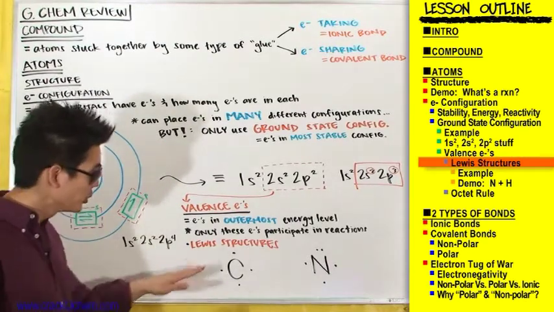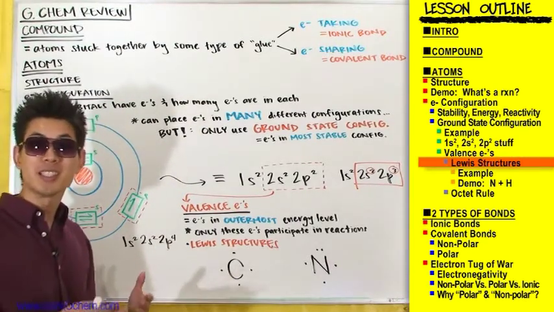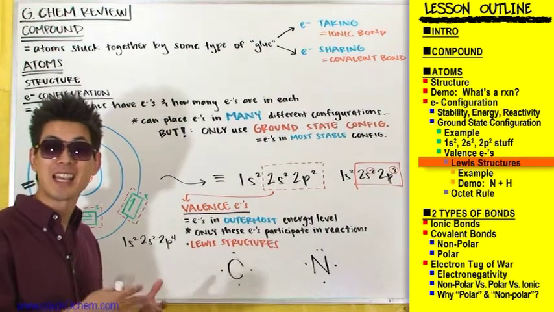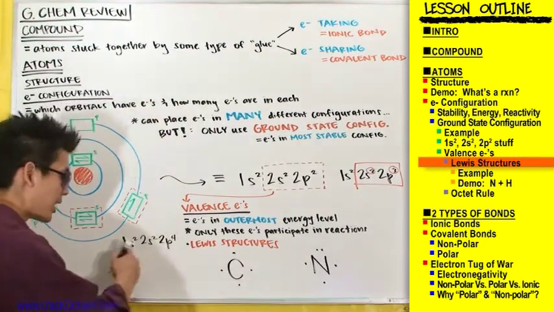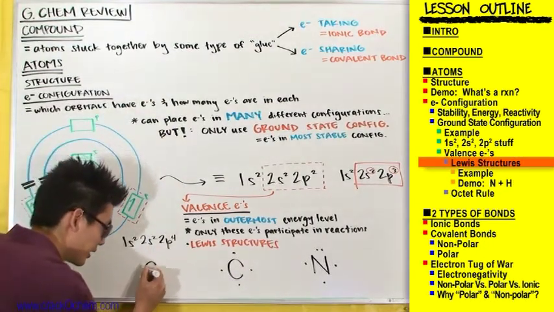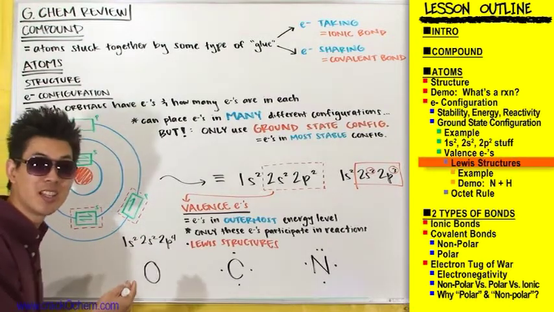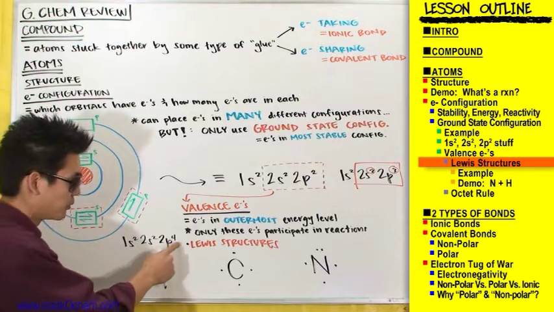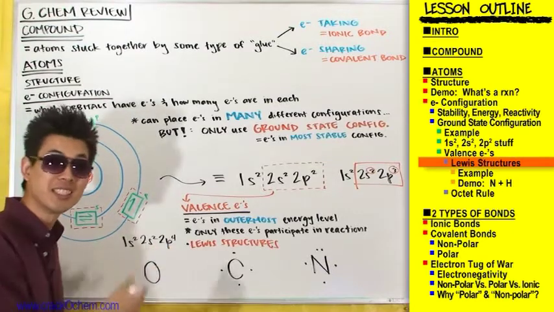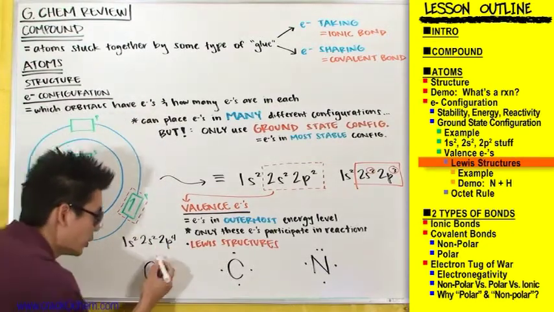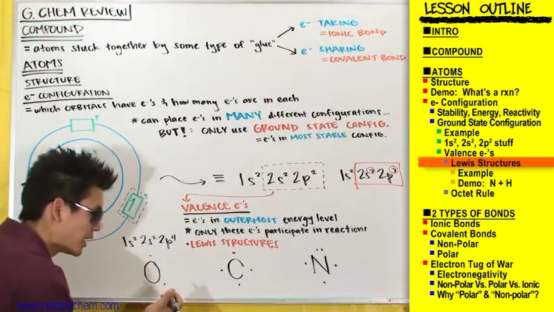Alright, so remember, Lewis structures, all we're concerned with is how many valence electrons that atom has. Okay, so we're talking about oxygen here. So the symbol for oxygen is an O. Okay, so how many valence electrons does oxygen have? Well, 2 in the s orbital and 4 in the p orbital, giving us a total of 6 valence electrons. So go ahead and just start at the top and one dot per electron.